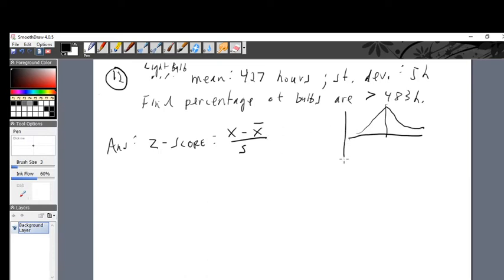So in our case, the data item is 483, the average is 427, and the standard deviation is, what is this? Oh, it wasn't 5 hours, it was 56 hours, I'm sorry. 56 hours. That's what I meant to put. And the standard deviation is 56 hours. All right, so that's all three members of the formula. What does that turn into? Eventually it turns into 1. Well, let me put it over here.